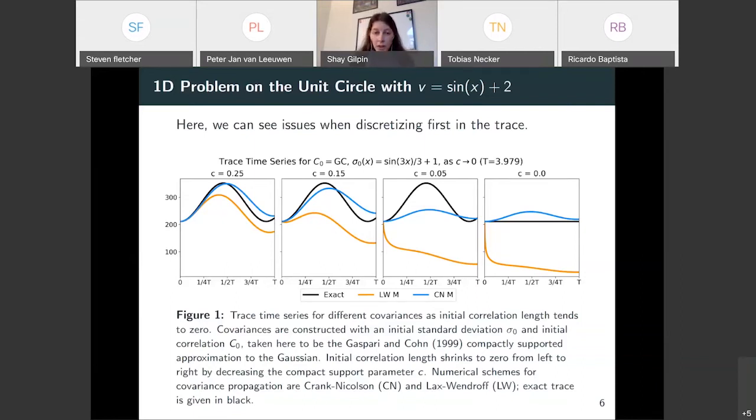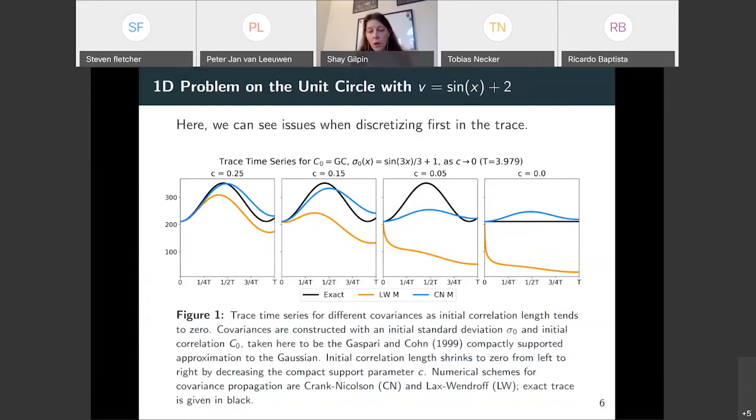If we start by looking at the exact curves, we see an abrupt change in the way that the trace behaves as we move from a spatially correlated initial covariance to a spatially uncorrelated initial covariance, and I'll explain why in more detail later. But if we look at the Lax-Wendroff scheme in orange, we see that it's not capturing the total variance very well, and it's getting much worse as we decrease the initial correlation length.